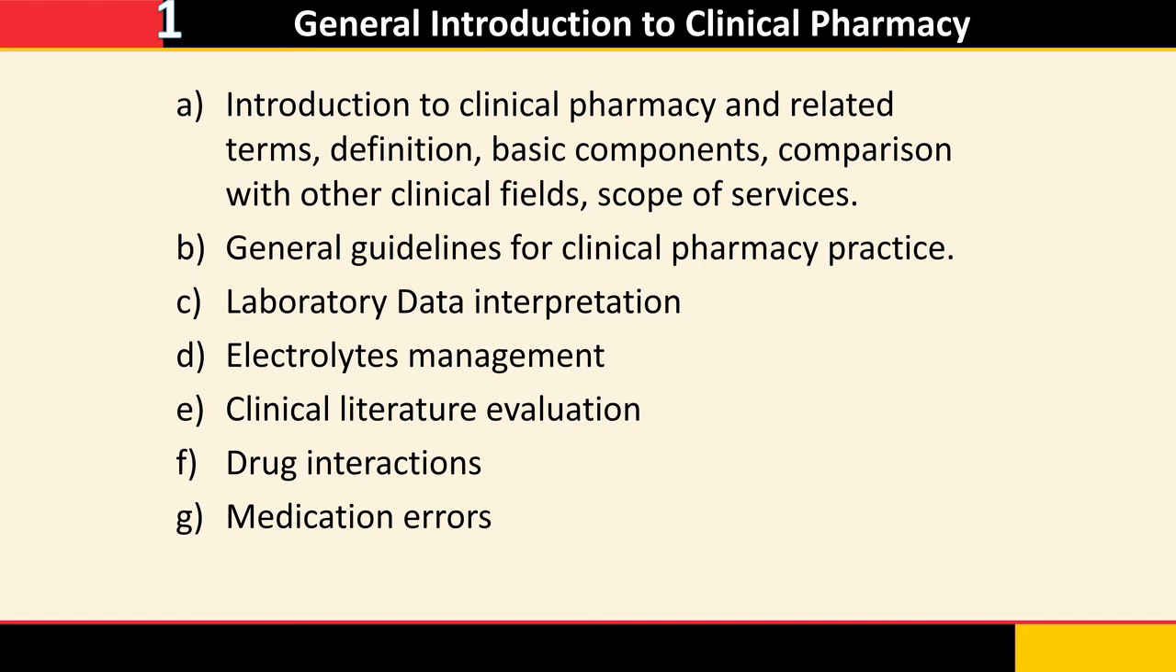Under clinical literature evaluation, we will learn how to justify the need for literature evaluation to optimize drug therapy. Compare and evaluate the different types of resources available to assess and resolve drug-related problems. Assess the different sections of a published study for comprehensiveness and quality. Distinguish between the different types of clinical trial designs and determine the appropriateness of each for the research hypothesis in question.